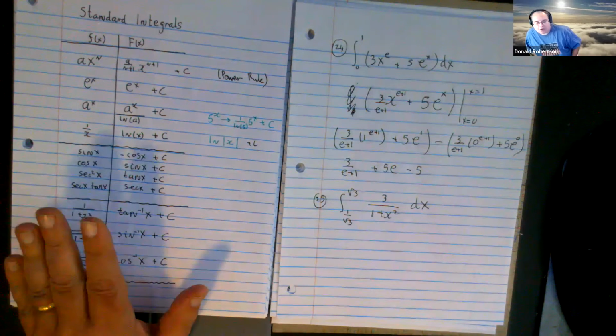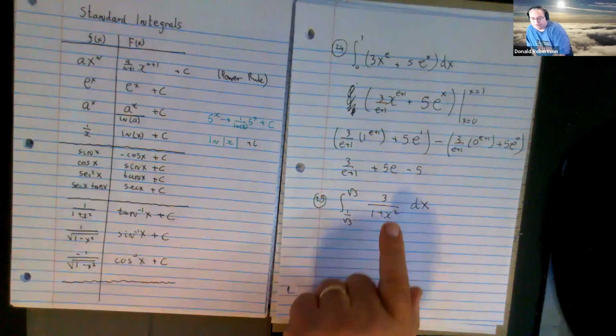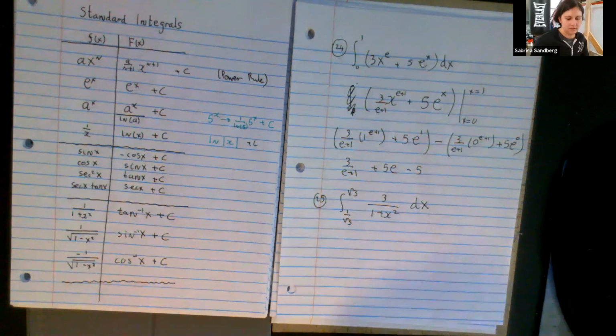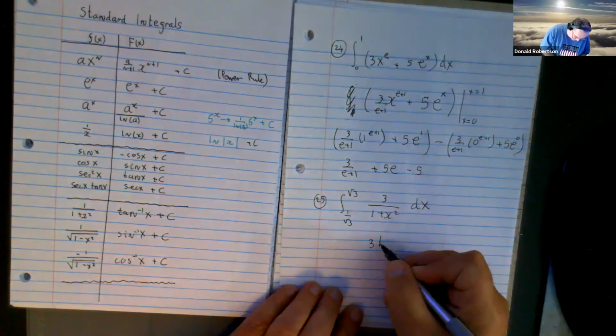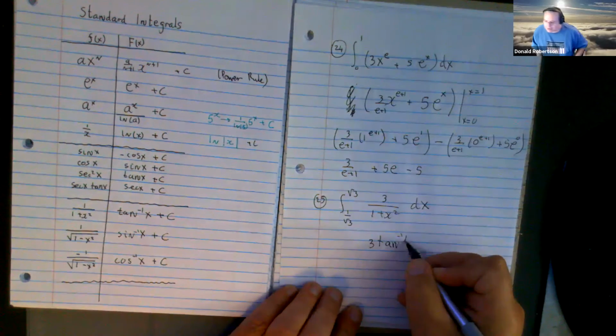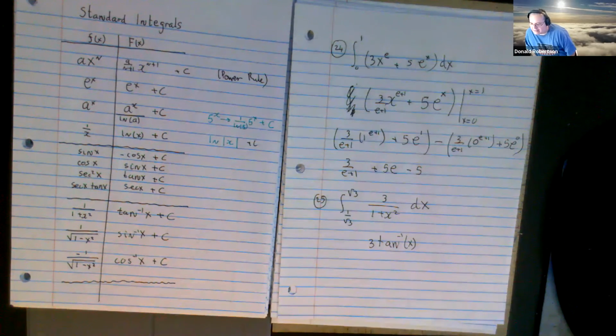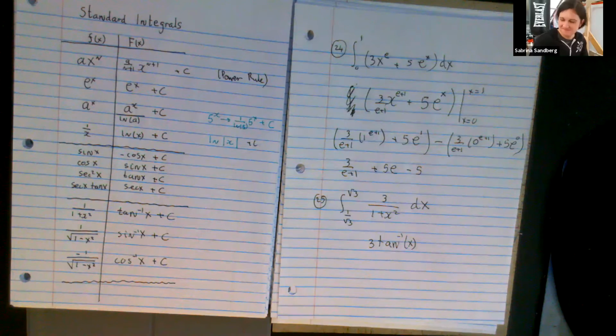So what is the antiderivative of 3 over 1 plus x squared? 3 times arctan x. You said the naughty word. You said arctan. Stop saying arctan. It's inverse tan.